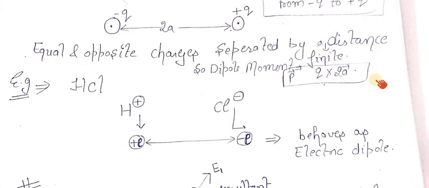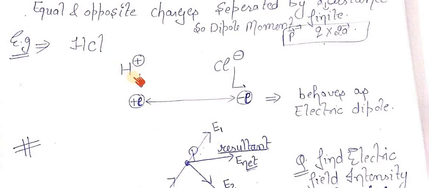Now we will see an example of an electric dipole. Here, in HCl, the H has a positive charge, and here chlorine has a negative charge. So one positive, one negative, the magnitude is the same but the charges are different. So we will consider this hydrochloric acid molecule as an electric dipole. For example, here it's plus e charge and here minus e, and charges separated by a distance form what is known as the electric dipole.